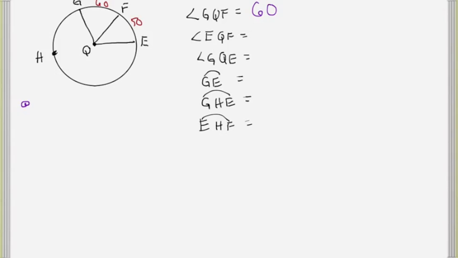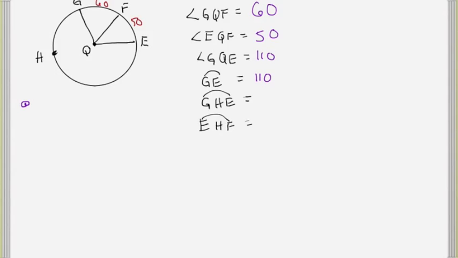EQF would be 50, because it's going to be a central angle across from a 50-degree arc. GQE would be 110. That's our arc addition or angle addition, where we can put together those two arcs next to each other, or we could think about putting together those two angles next to each other. Arc GE, 110, is exactly the same, putting together the two arcs next to each other.